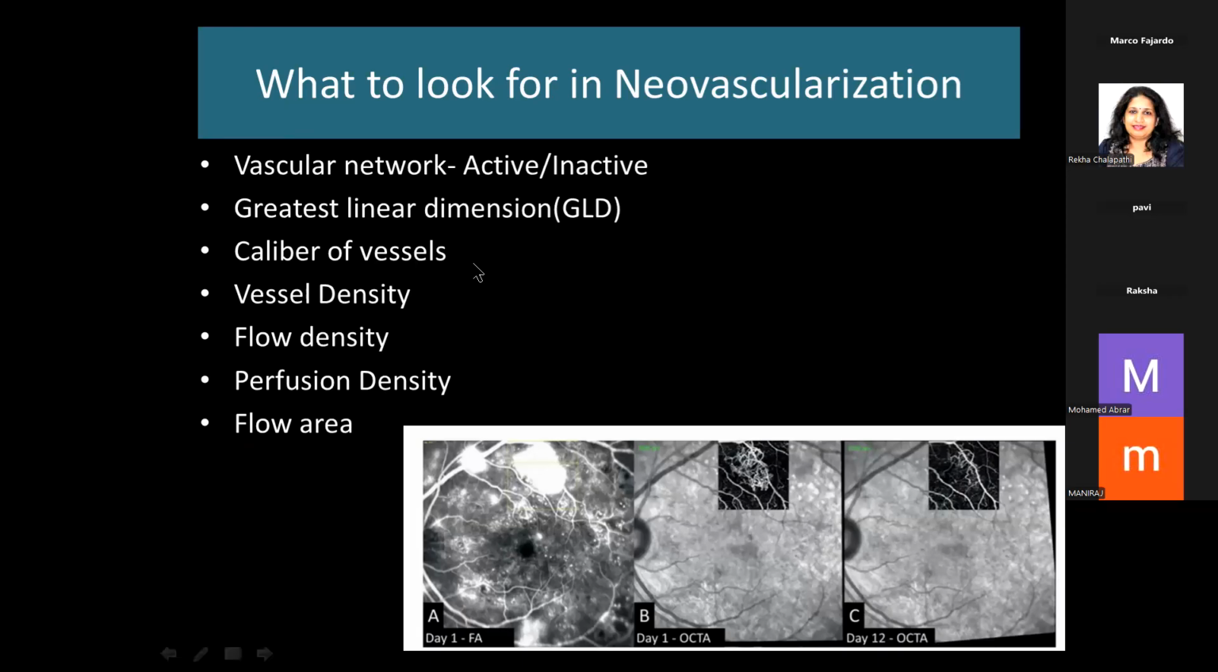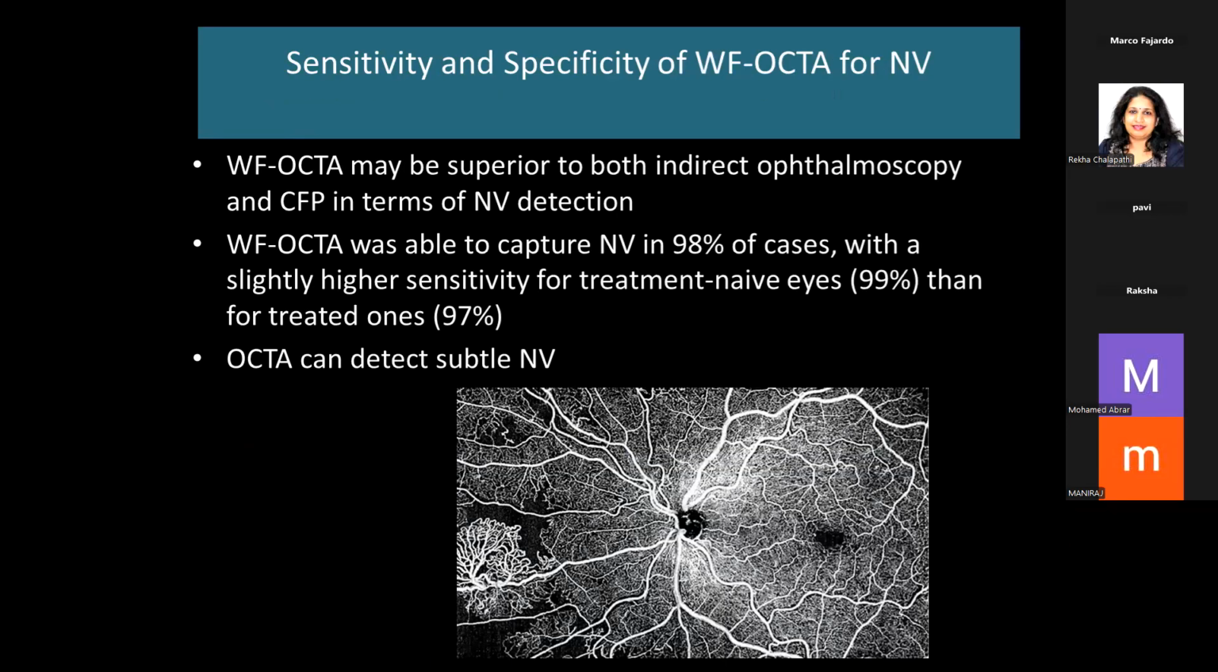the vessel density in the neovascularization, the perfusion density and the flow area can be picked up on neovascularization. But the sensitivity is much higher if it is a treatment naive patient than a treated eye. So one advantage is OCTA can detect subtle neovascularization in most of the cases without any dye-based angiography.